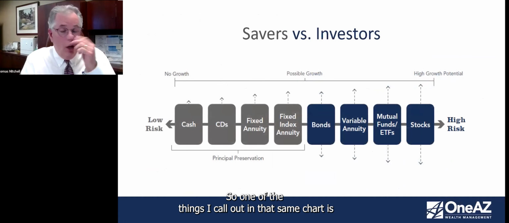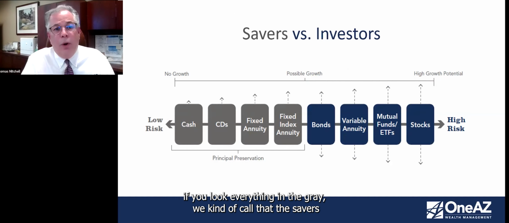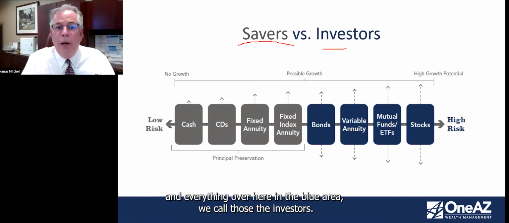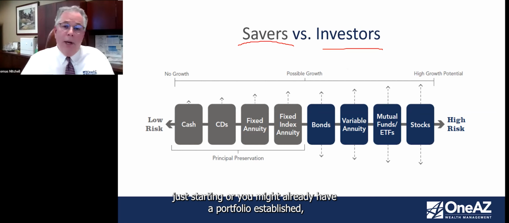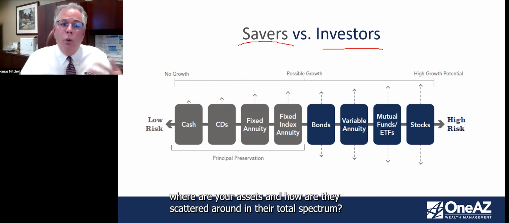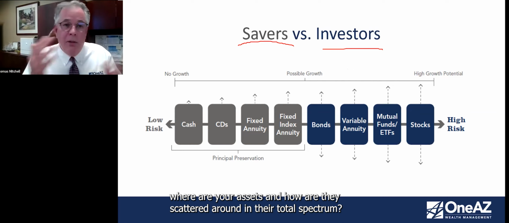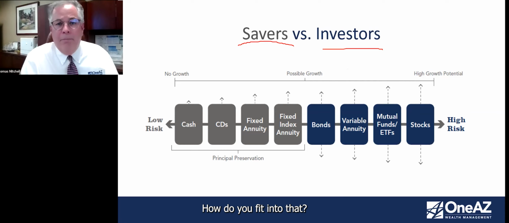Okay. So one of the things I call out in that same chart is, everything in the gray, we call the savers, and everything over here in the blue area, we call the investors. So think about that as you build out your portfolio, whether you're just starting or you already have a portfolio established: where are your assets and how are they scattered around in the total spectrum? How do you fit into that?